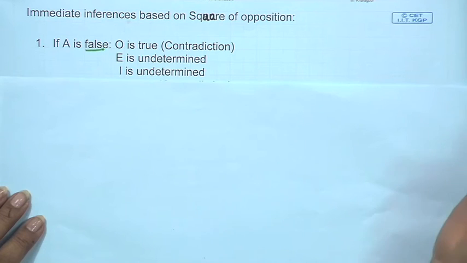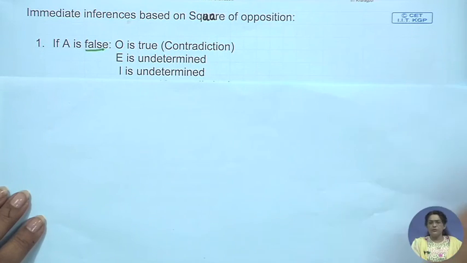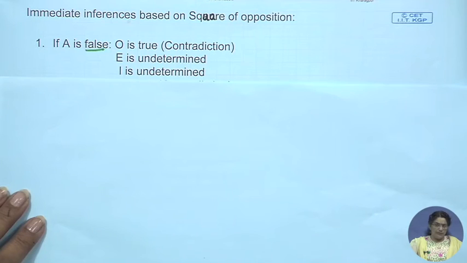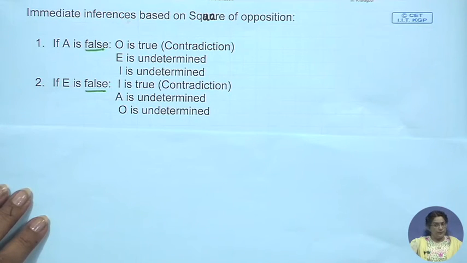Similarly, you know that the universal is false. What happens to the corresponding particular? Subalternation says we don't know. A is false does not mean the corresponding I will be false. It does not mean that it will be true either. So, you go with this, I is undetermined. Same thing follows with E is false.